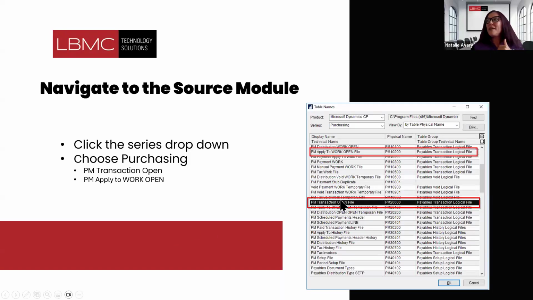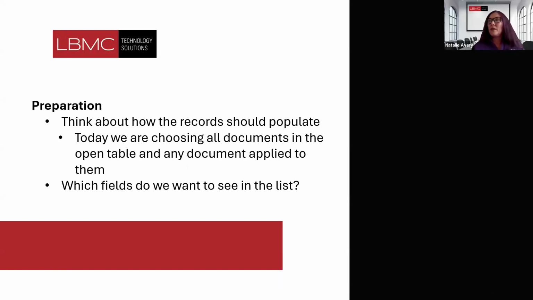So the PM transaction table, that's going to be our first table. That is our list of all open documents. That would be invoices, credit memos. I don't think we do debit memos on that side. And it will even list your payments in there too. So payment types or document types, we're going to be paying attention to that.